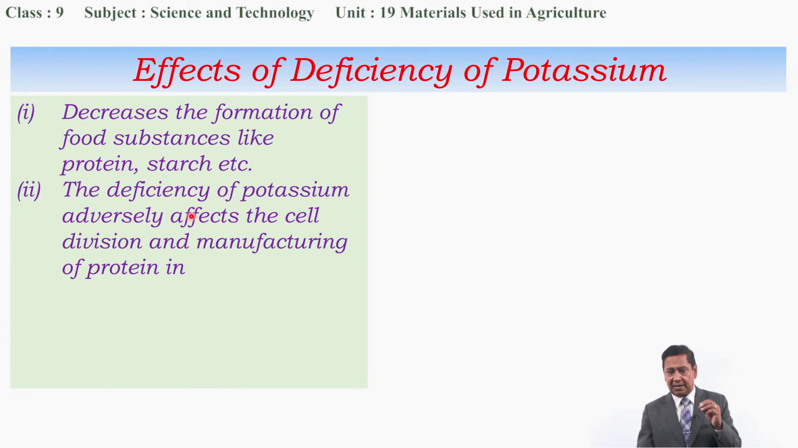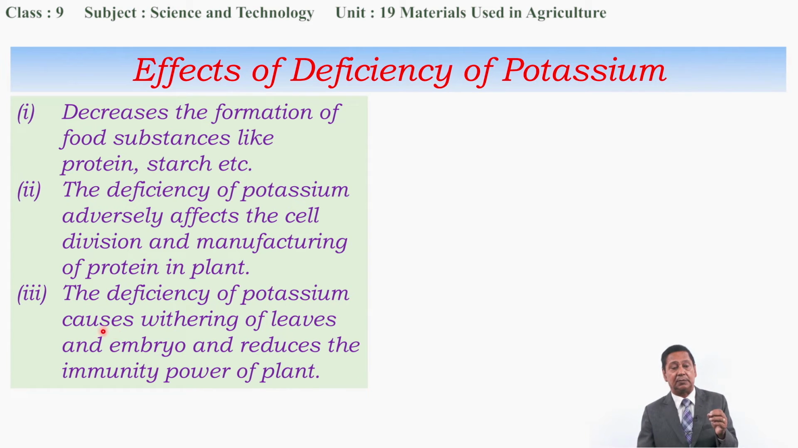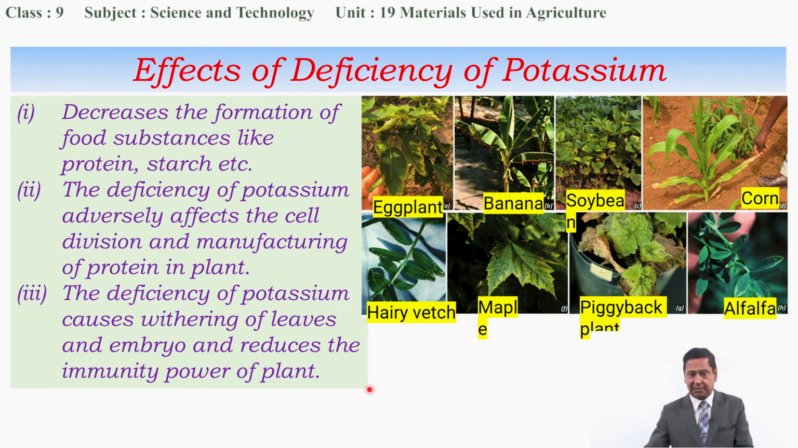Another point: the deficiency of potassium adversely affects cell division and the manufacturing of protein in plants. Another effect is that the deficiency of potassium causes withering of leaves. Leaves may fall down and the embryo also may fall down, and it reduces the immunity power of the plant. And here I am showing some pictures which show the deficiency of potassium in different plants.